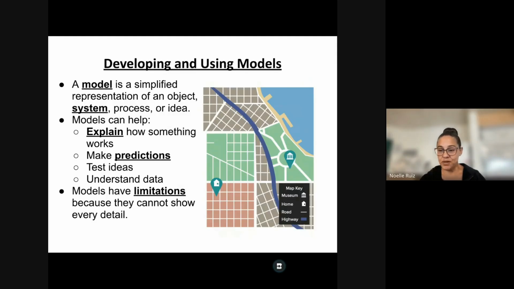So scientists have built models. If we let this disease spread, they did it a lot for COVID. If we don't do anything about COVID, what's going to happen to the population?